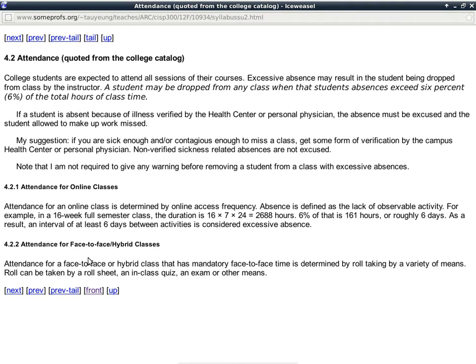In this class, I take attendance by roll sheet. So the roll sheet is right here. Oh, okay. So don't forget to sign your name next to your name. All right. Next.